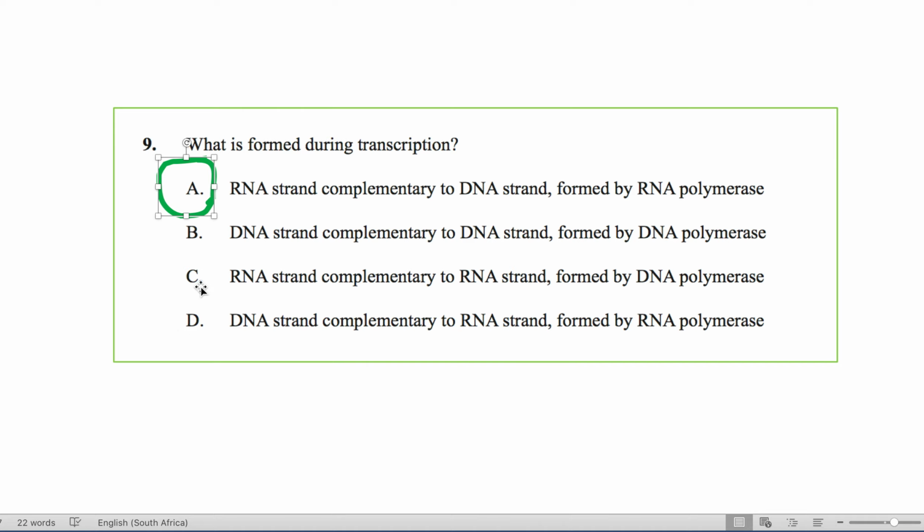Why is it not C? Because C is saying we're making an RNA strand complementary to RNA strand. No, that's not true. We're making an RNA strand from a DNA strand, not an RNA strand. And that's the first reason it's wrong. Second reason it's wrong is because they say using DNA polymerase. That's not true. We're using RNA polymerase. Okay, so that's why these are wrong and A is right.